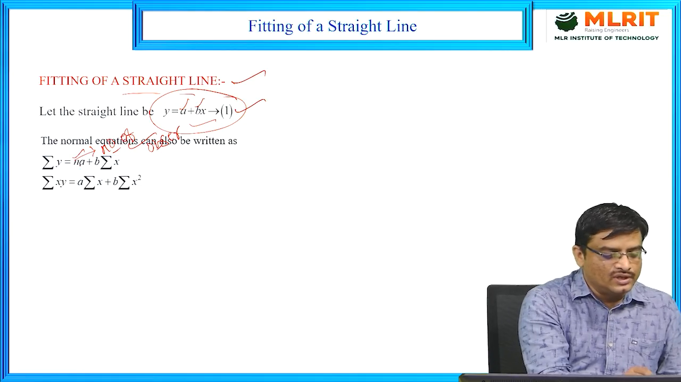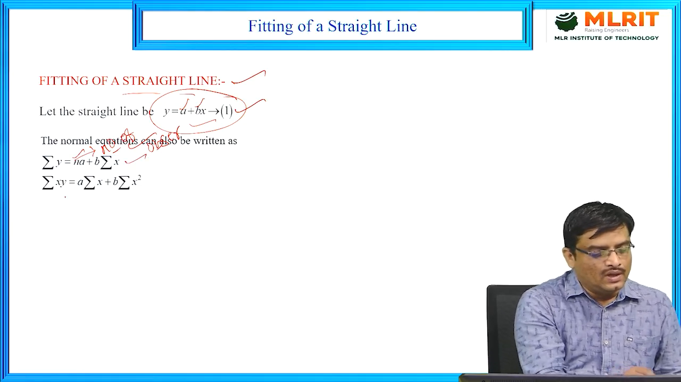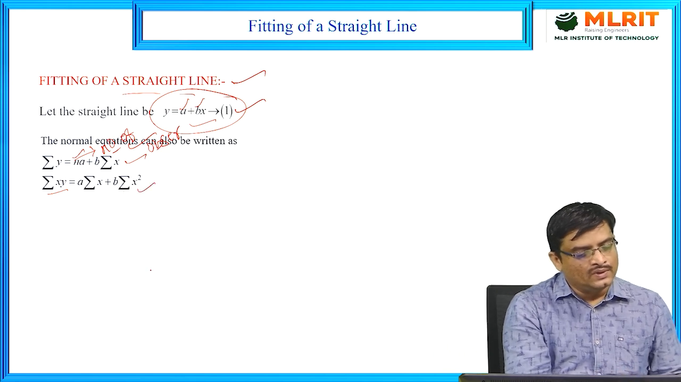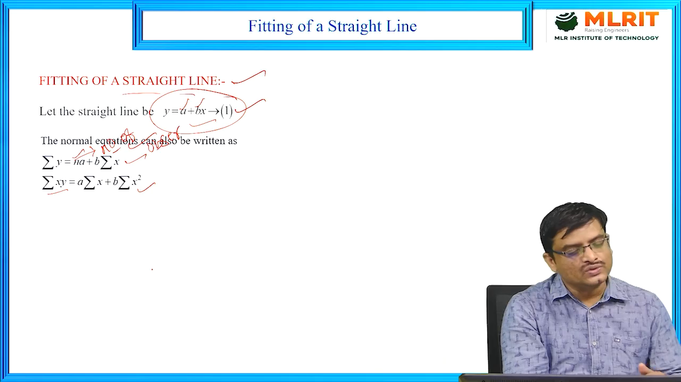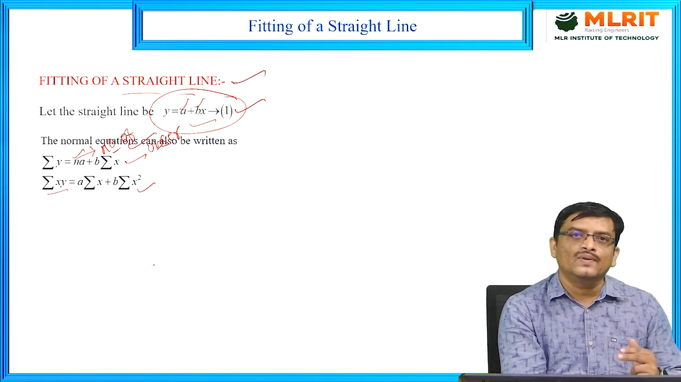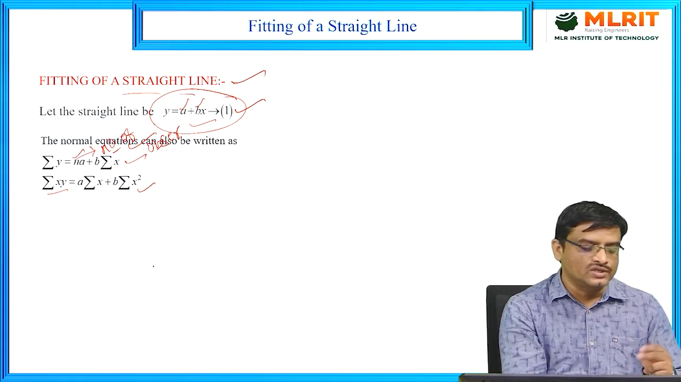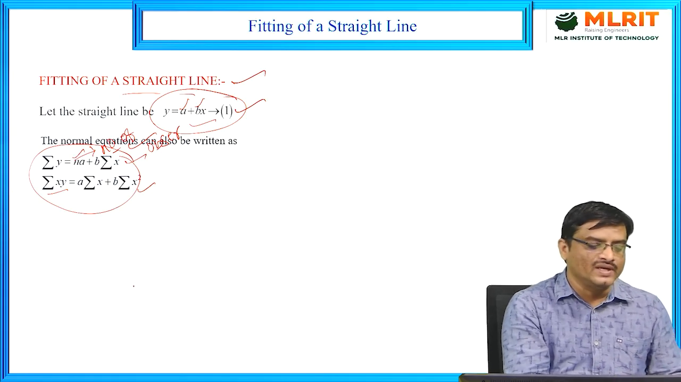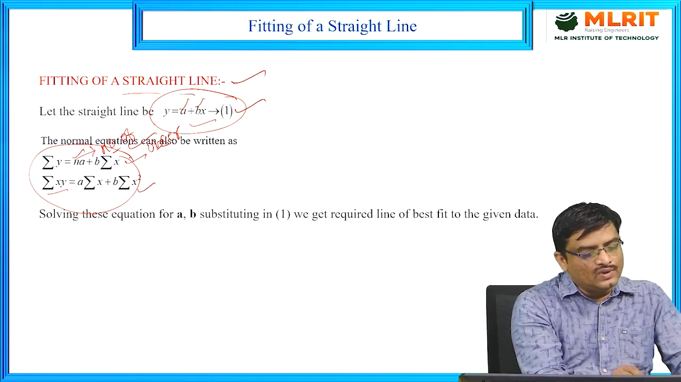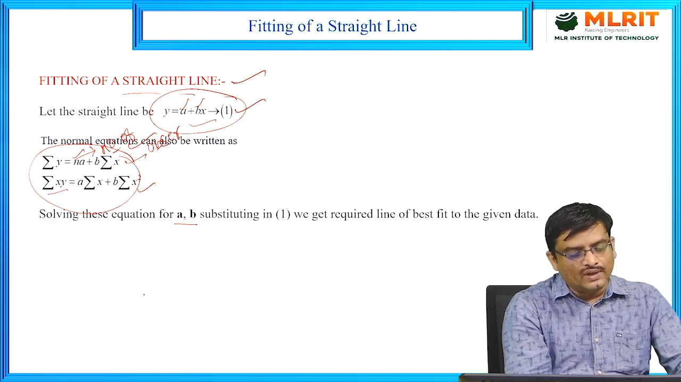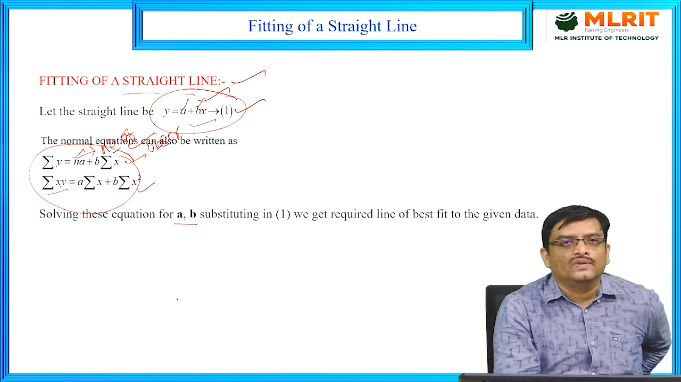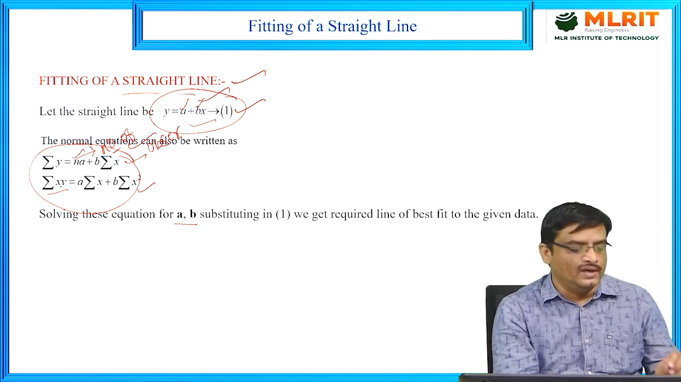Summation y is equal to na plus b into summation x, and summation xy is equal to a into summation x plus b into summation x square. These are the two normal equations you will use to find two unknowns. To find two unknown values, the minimum number of equations must be 2. That's why we have considered these two equations, which we call the normal equations for the straight line. Now solve these normal equations to get the values of a and b, and substitute them in equation 1. Then we get our straight line for the given data.